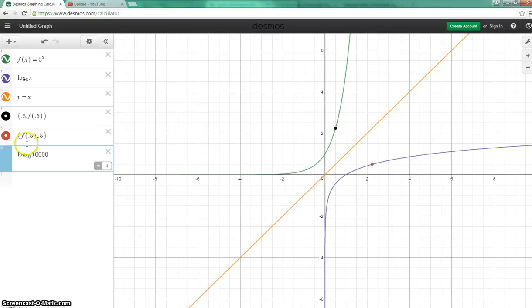Now this is the same thing as saying 10 to the 4th power equals 10,000. If I wanted to convert back to an exponential, 10 to the 4th equals 10,000. So again, when we have a log, we are solving for the exponent. So log base 10 of 10,000 represents my exponent if it was in exponential form. 10 to the 4th equals 10,000.